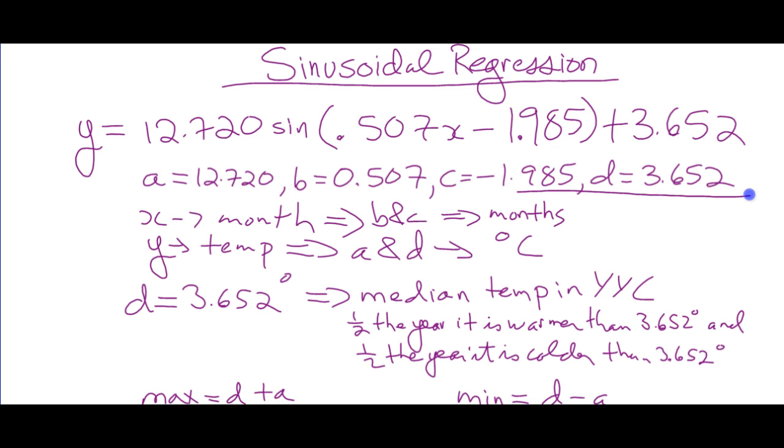Now, from the equation, from the A, B, C, D, we know characteristics, and we're working within a context. If I just give you a set of data and say run a sinusoidal regression, there's no context. All you could say is that the average is this and the amplitude is this, so it varies. But here, it's the average temperature.